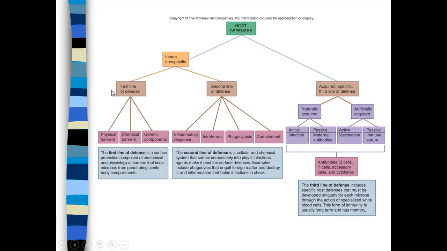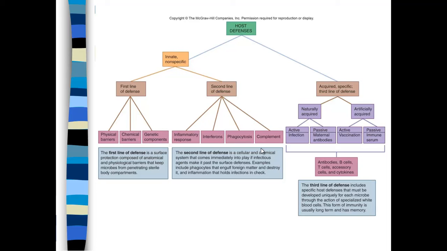In innate immunity, you have the first line and the second line of defense. The first line of defense consists of physical barriers, chemical barriers, and genetic components. The second line of defense is a cellular and chemical system that comprises the immune system that does not require any type of acclimation to the pathogen. These are inflammatory responses, interferons, phagocytosis from macrophages and monocytes, and then complement activation.